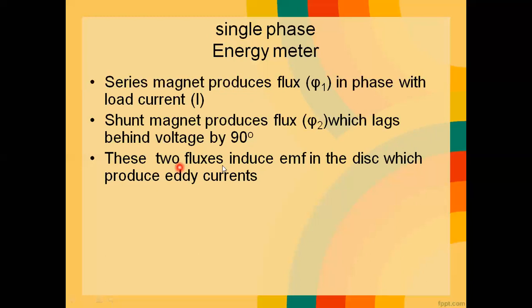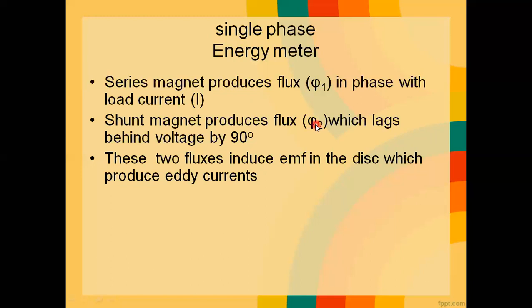These two fluxes induce EMF in the aluminum disc because the aluminum disc is a conductor placed in a varying magnetic field. Hence, by Faraday's law of electromagnetic induction, we should be having EMFs induced in the aluminum disc, one because of phi1 and another one because of phi2. Say they are E1 and E2.